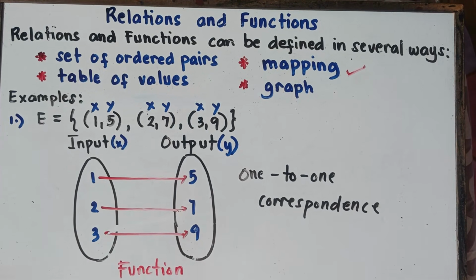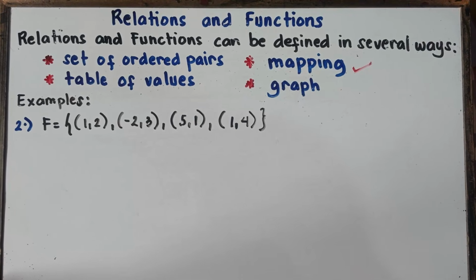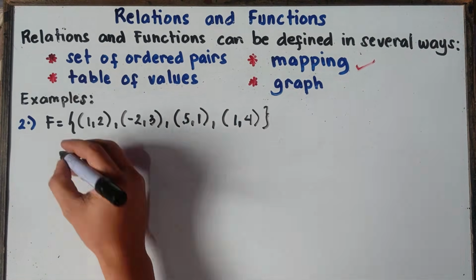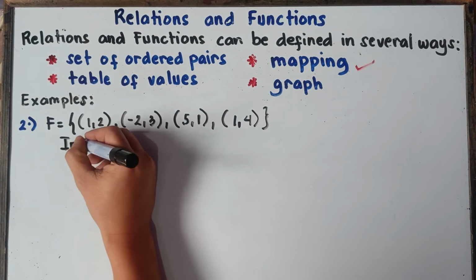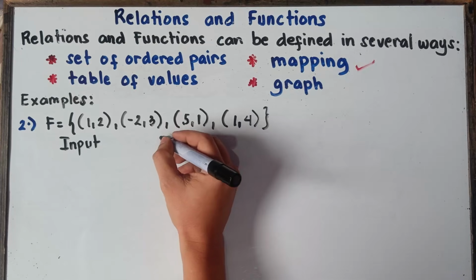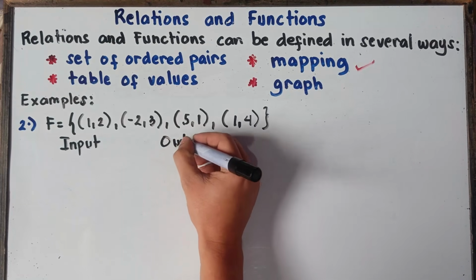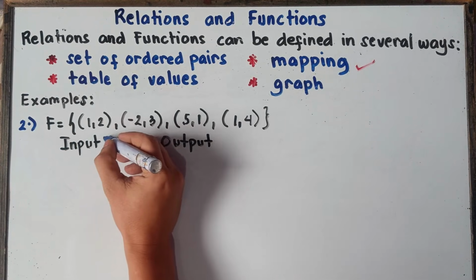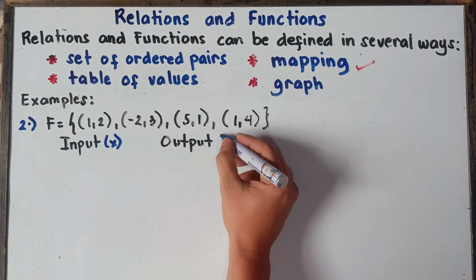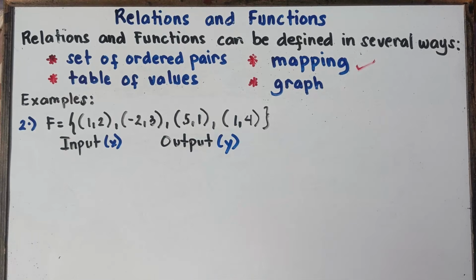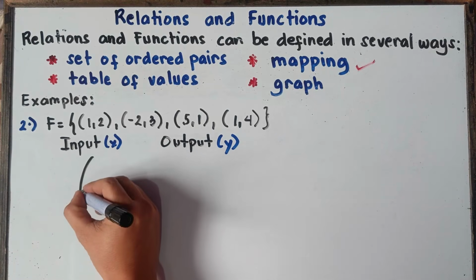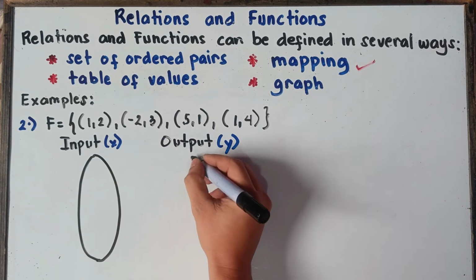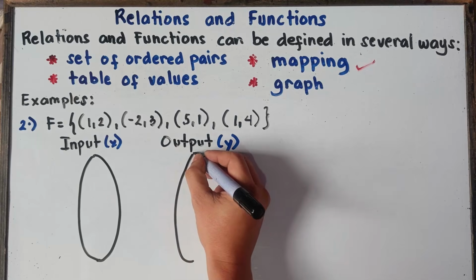Alright, so let's have another example, class. Example number 2. So once again, you write down the inputs and then the outputs. Do it step by step, class. For the input, there will be the X values, and then for the output, there will be the Y values. And then draw an oval shape. Do it step by step, class. Draw an oval shape, this one right here.